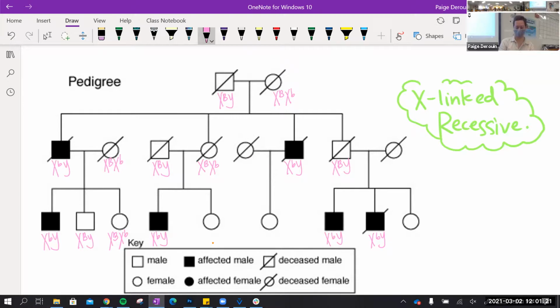So then the daughter here, what about her? Do we know her? We don't know her. So she's X big B, question mark, because we don't know.